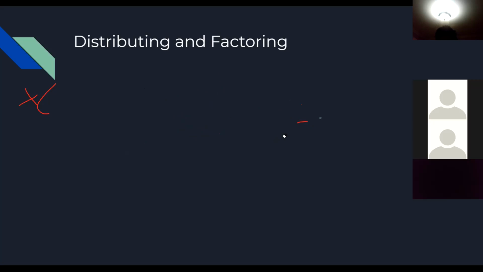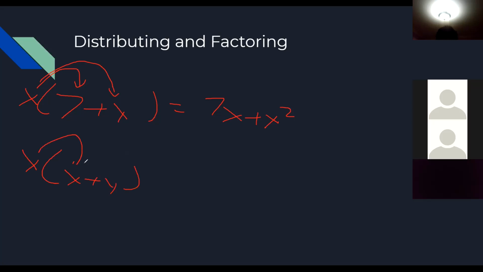So distribution and factoring. I've gone over this with one variable. So x distributes into each term: 7 times x is 7x, and x times x is x squared. Similarly, if we had the expression we had just now, x times (x plus y), this multiplies into this and this multiplies into that. Many of these simplifications use similar concepts. So x times x is x squared, x times y is xy.